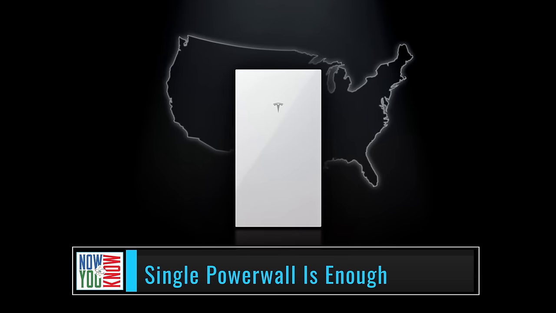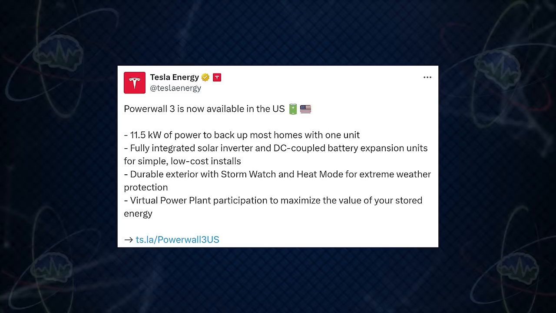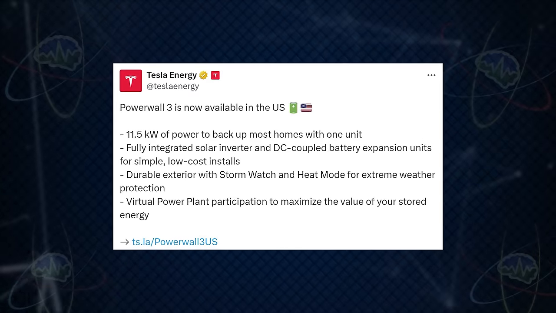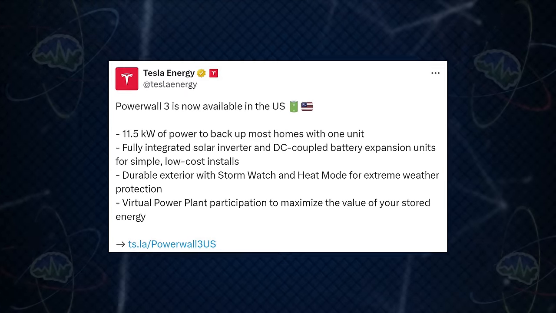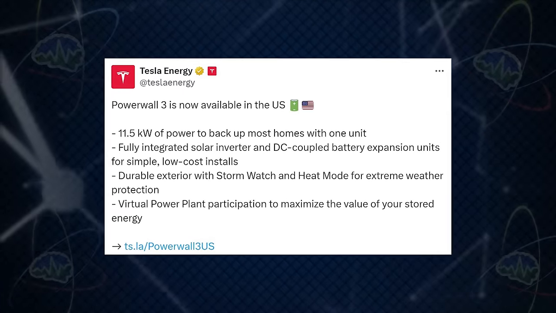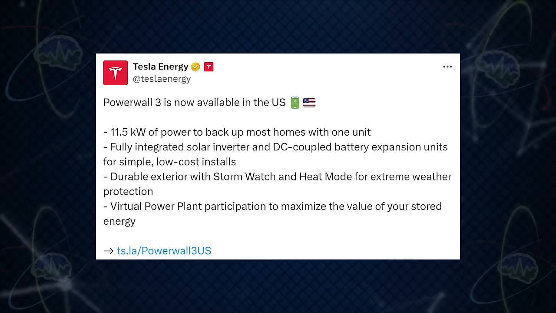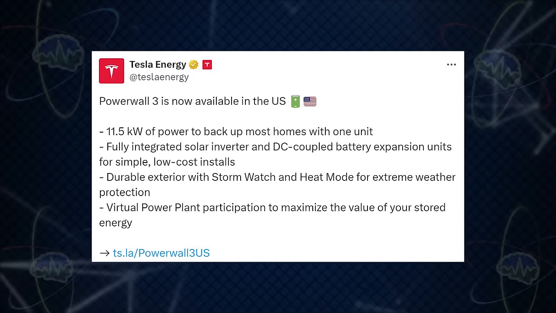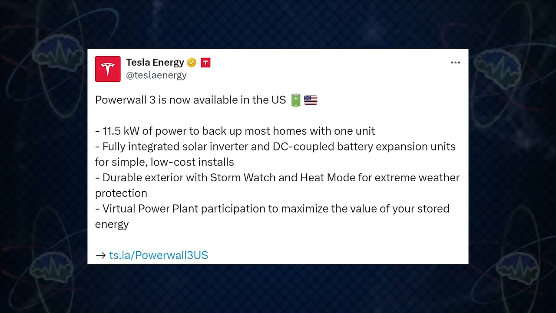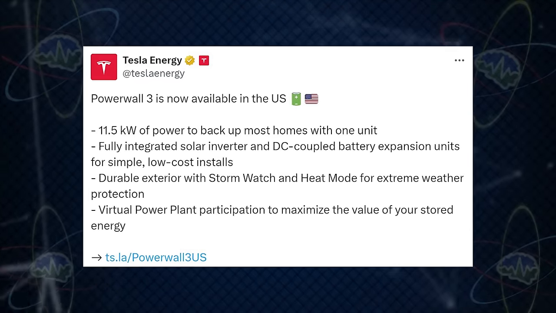So Tesla opened Powerwall 3 orders in the U.S. last Friday, with Tesla Energy posting: Powerwall 3 is now available in the U.S. 11.5 kilowatts of power to back up most homes with one unit, fully integrated solar inverter and DC-coupled battery expansion units for simple, low-cost installs, durable exterior with Storm Watch and heat mode for extreme weather protection, virtual power plant participation to maximize the value of your stored energy.